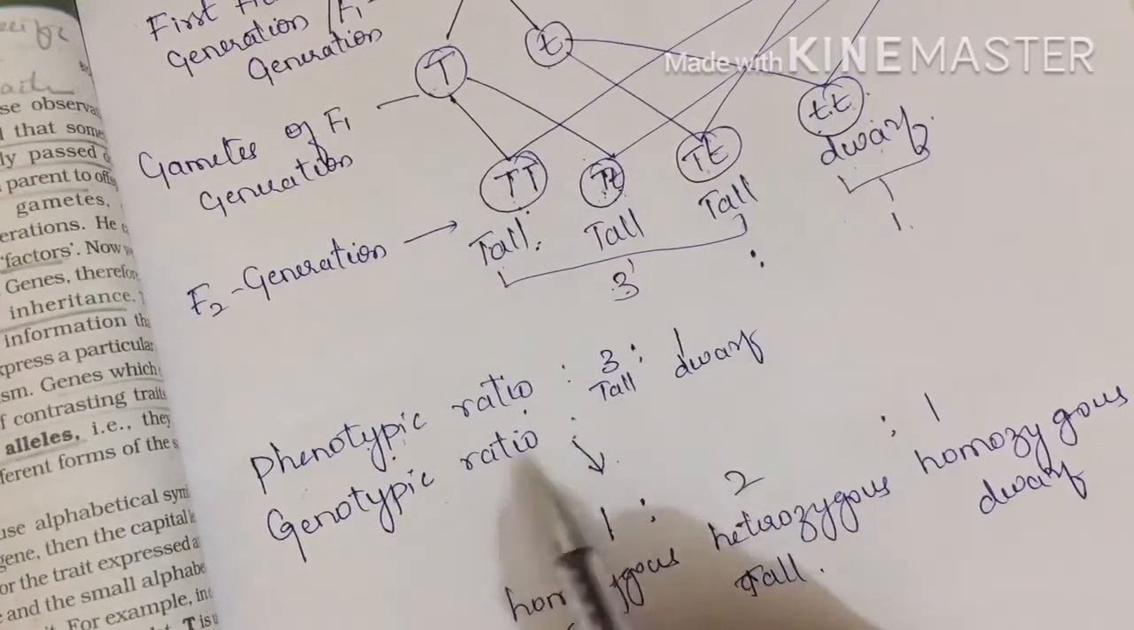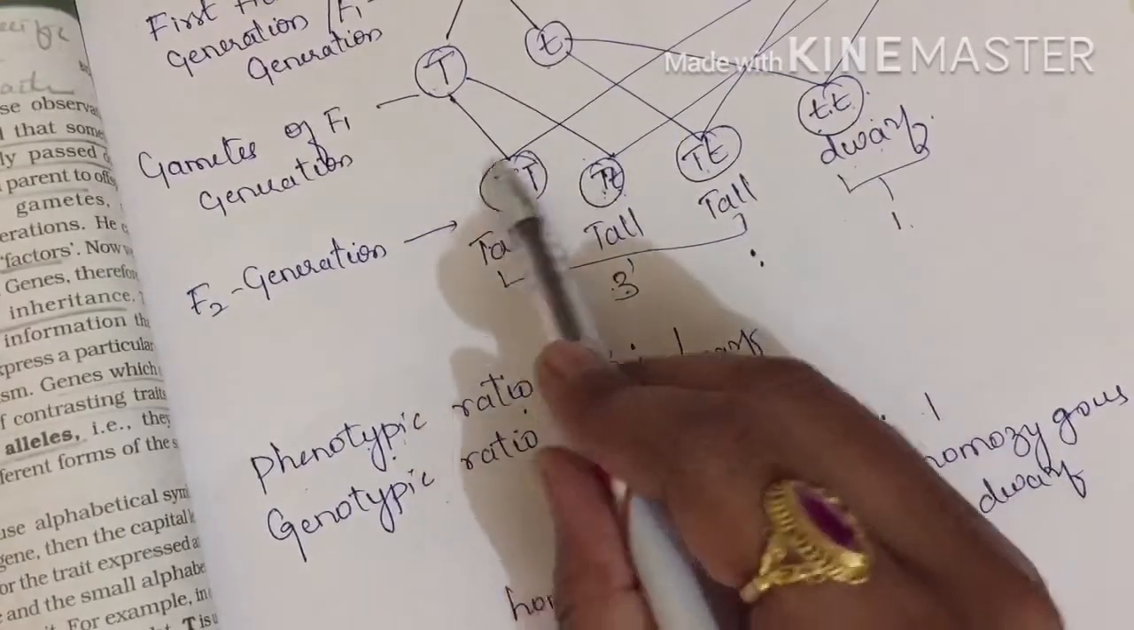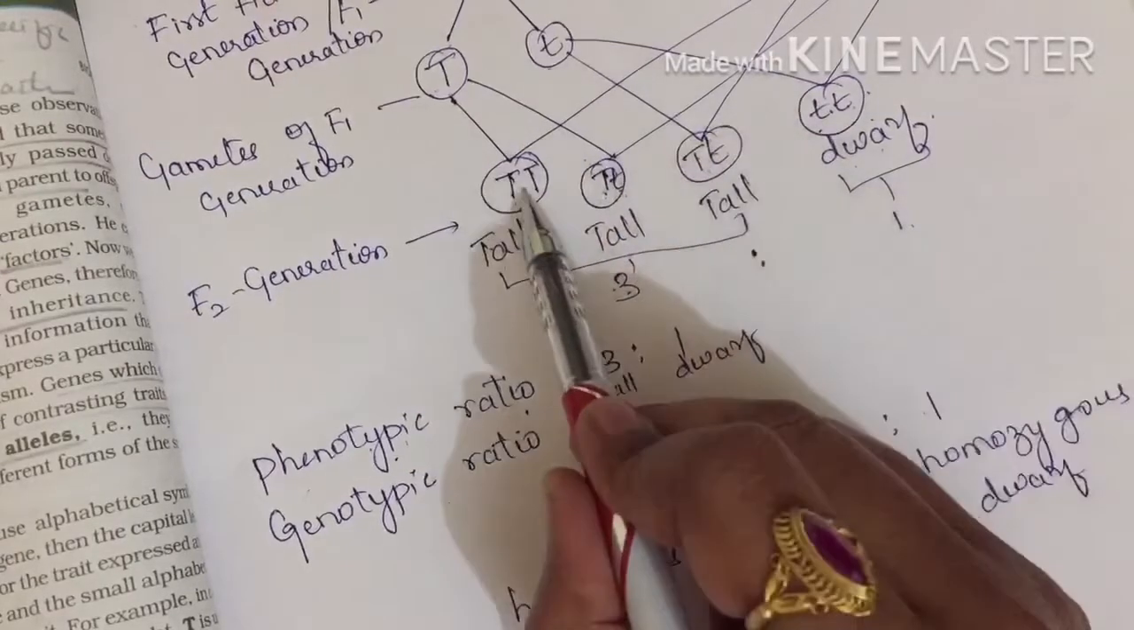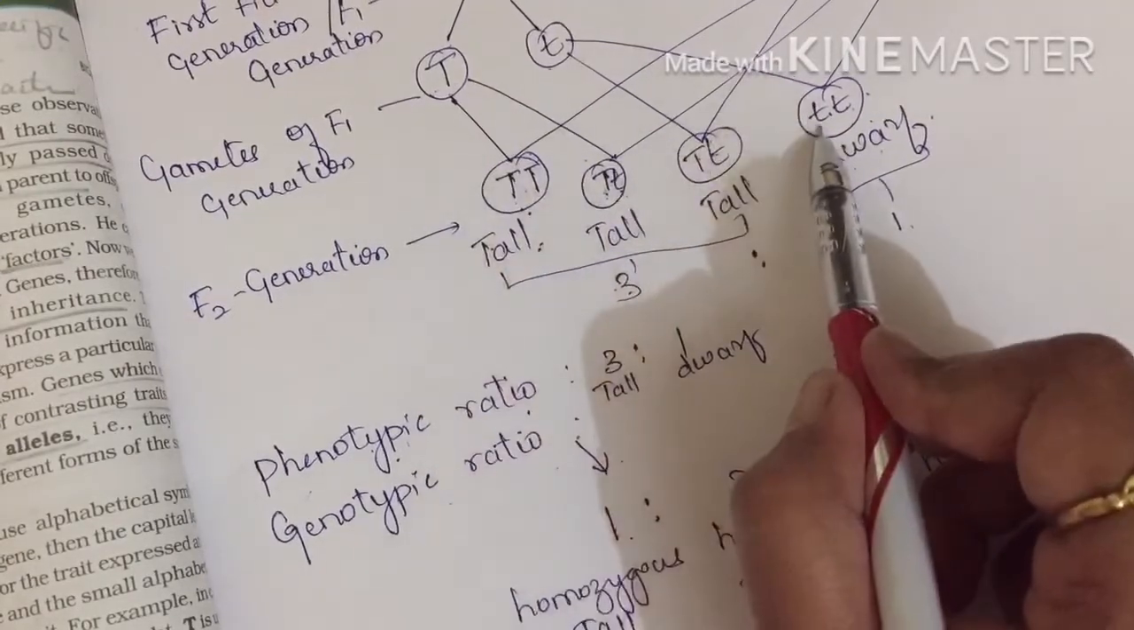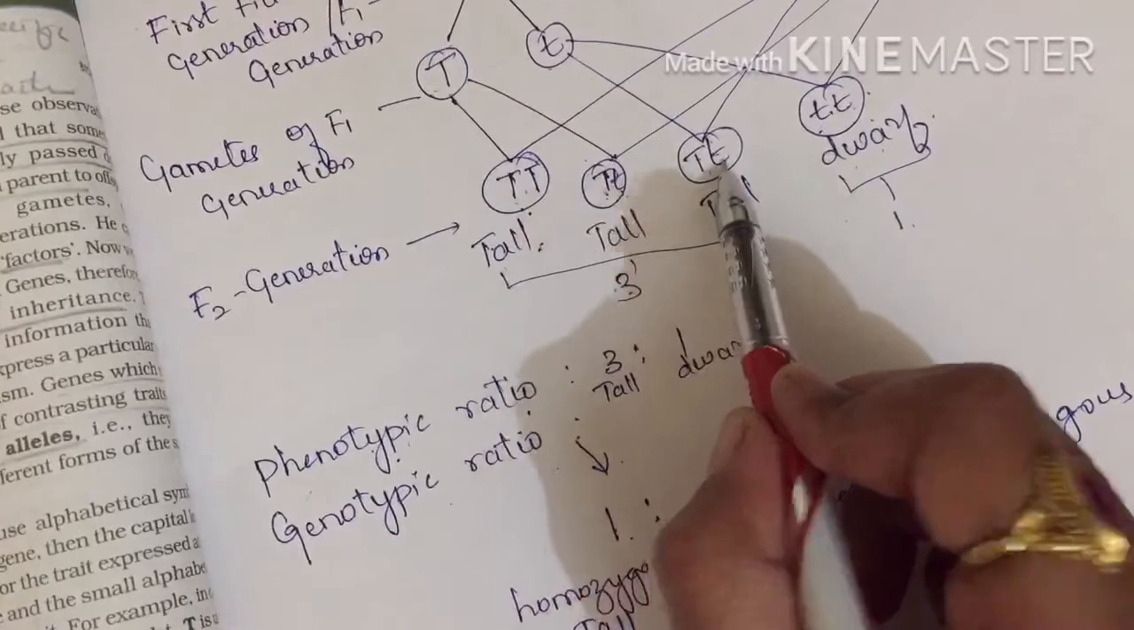Okay, this ratio, genotypic ratio, is 1:2:1. How you are saying? You are seeing the genotypes of the individual. One is having capital T, capital T. One is having small t, small t. 2 are having capital T and small t.